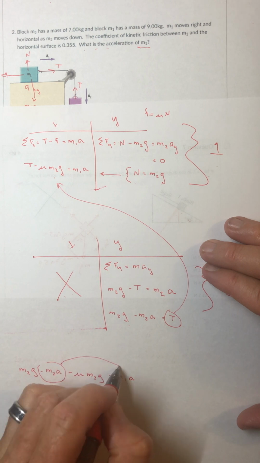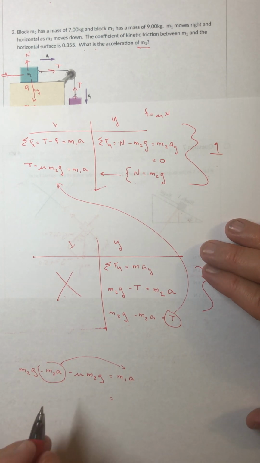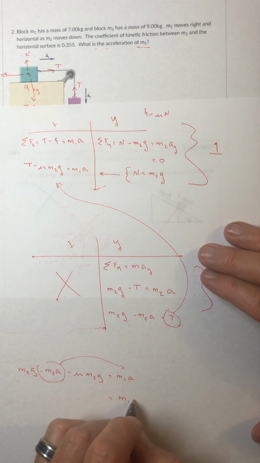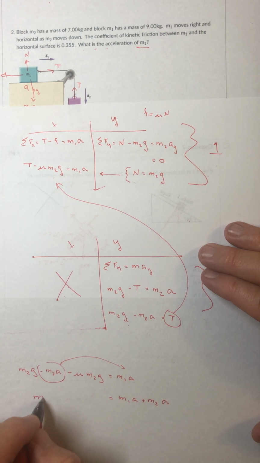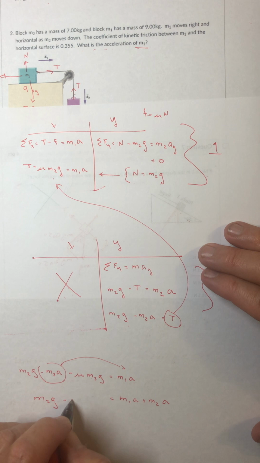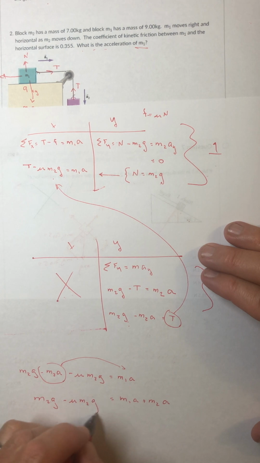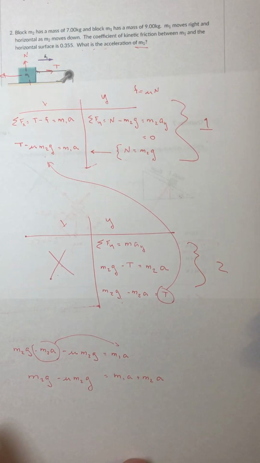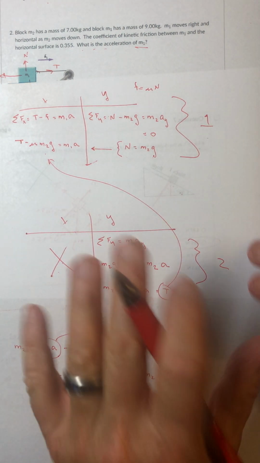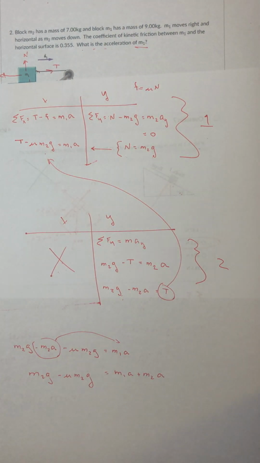Moving this to the other side, we have an M1A added to an M2A, and then we have an M2G minus mu M2G. And maybe I'll pause right there. I did go what you might call the long way, but the more complete way. But I actually set this one up, given that it was the first exam. I thought I'd make this pretty straightforward.